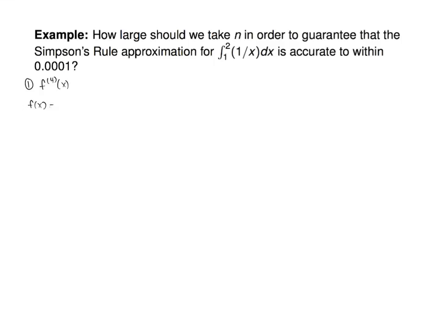So f of x was x to the negative first. f prime of x is negative x to the negative 2. The second derivative is 2x to the negative 3. The third derivative is negative 6x to the negative 4th. Yep, great. And then the fourth derivative is 24 over x to the fifth, or 24x to the negative fifth, either way.